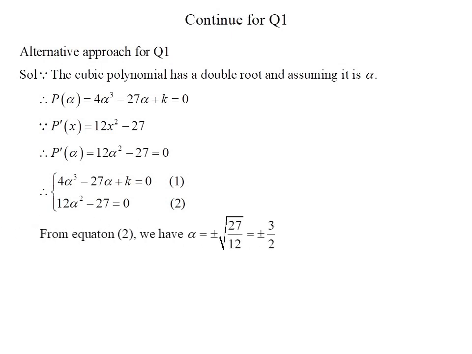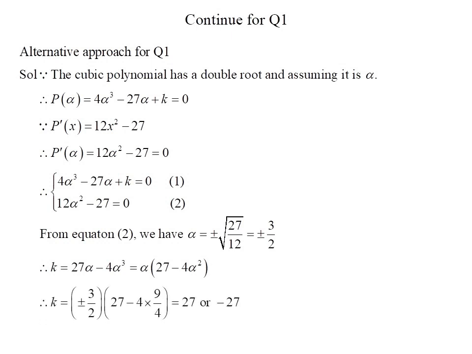We start from equation 2, which is 12 alpha squared minus 27 equals 0. So we find the values of the double root alpha, which is 3 over 2 or -3 over 2. Then the calculated alpha values are back substituted into equation 1, and the possible values of k are equal to 27 or -27.